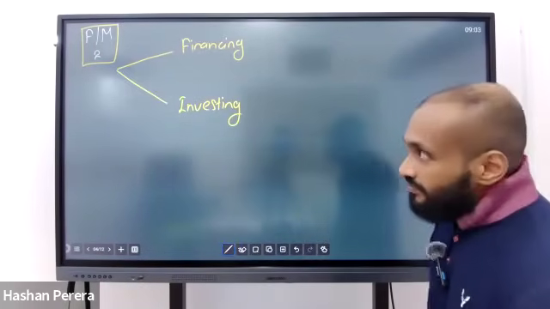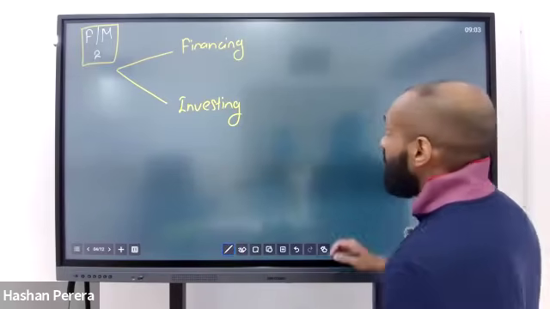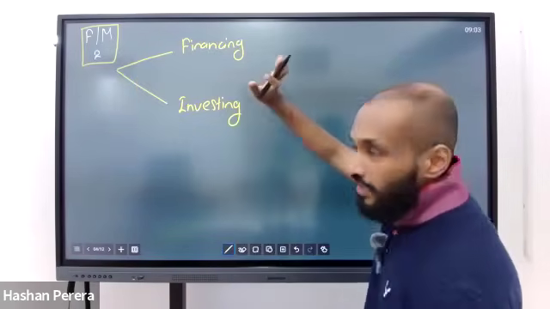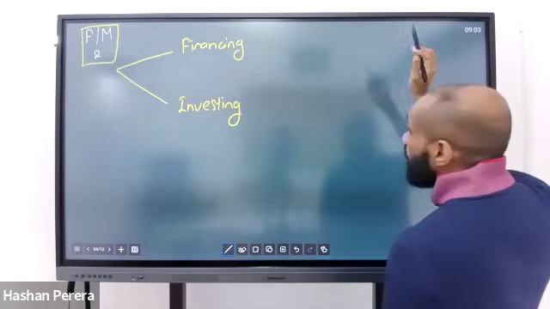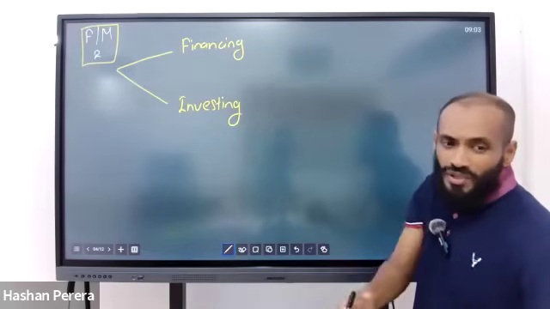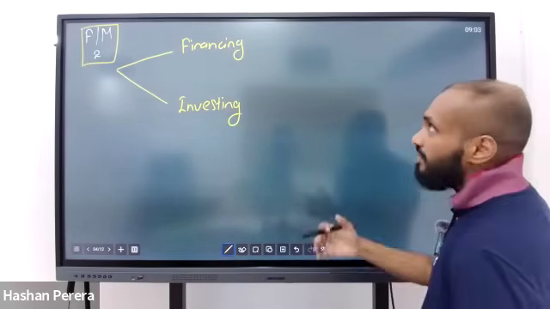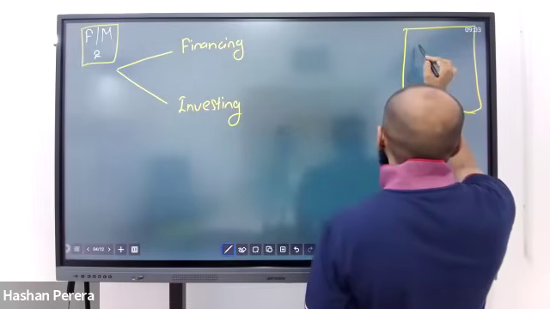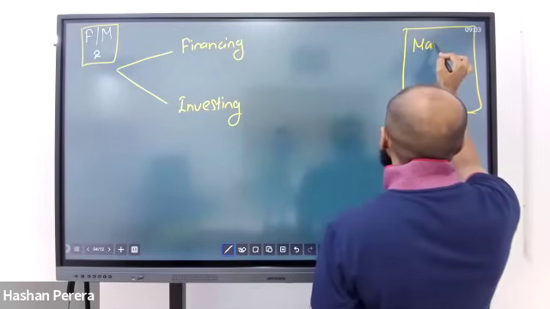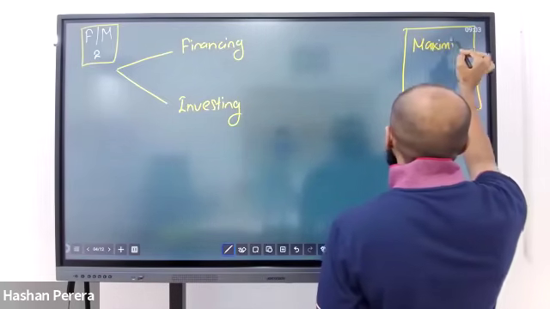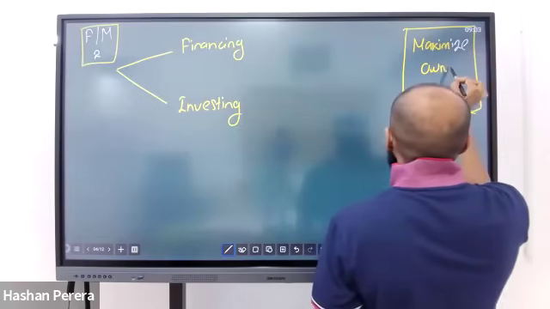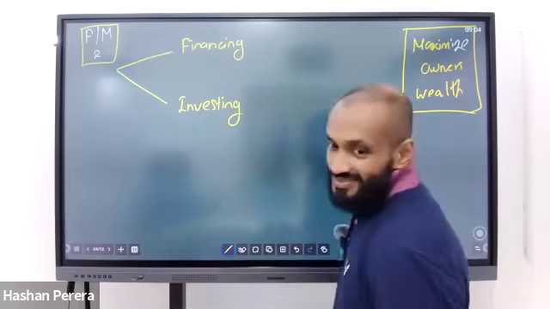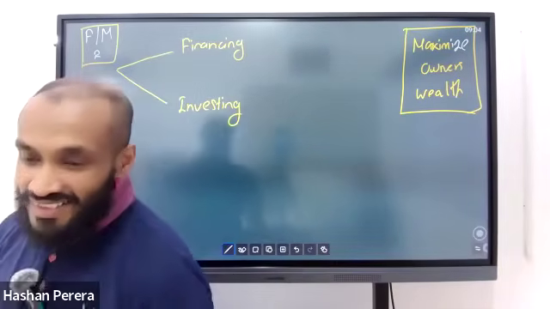Right. Now, what is our ultimate goal of financial management? These are the two decisions made in financial management. What is the ultimate goal, the final objective, the main objective, the basic objective? That is what we learned as the first thing in our lesson. To maximize what? To maximize owner's wealth. Then we are done. Now you know these things, clearly. Right.